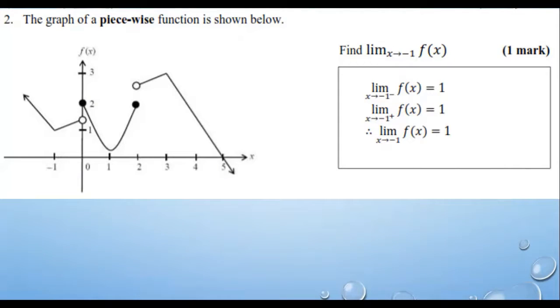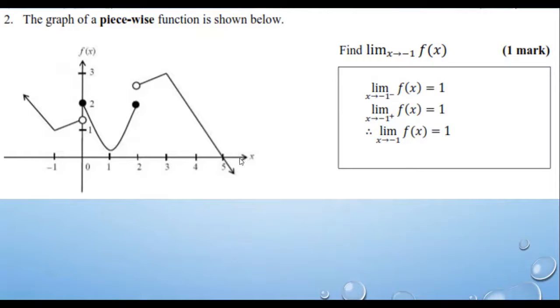Now, next question. The graph of a piecewise function is given below, and you have to answer the following questions. First one, the limit as x approaches -1. So you have to find from both sides. From the negative side, you are approaching -1 here, and from this side, when you approach, the answer you're getting is 1.